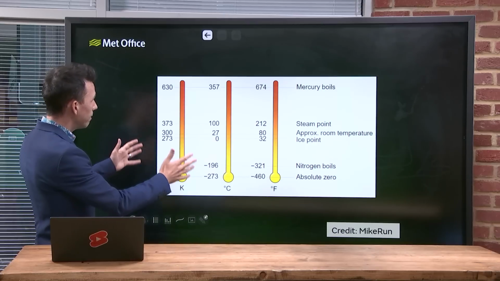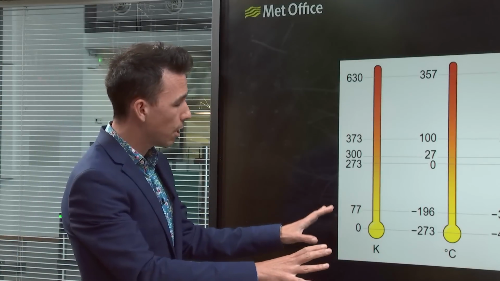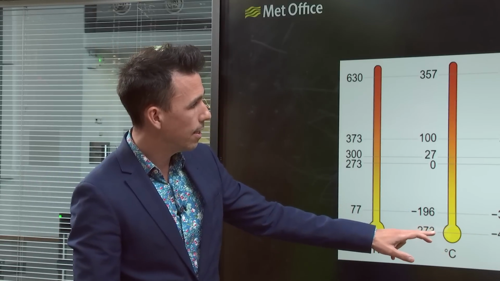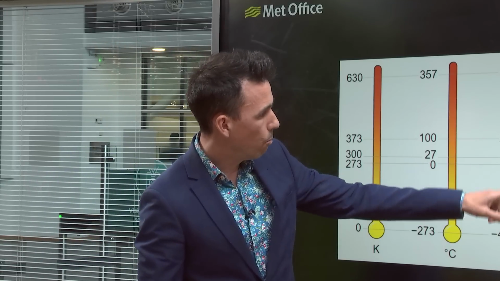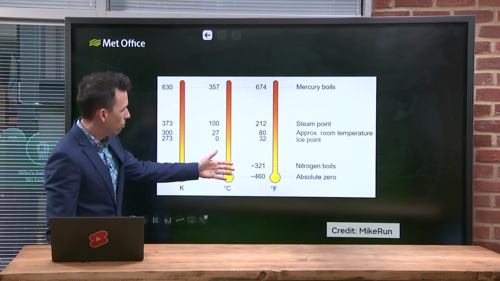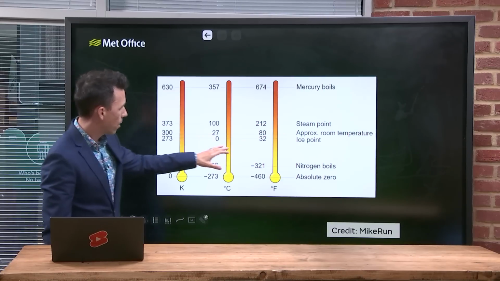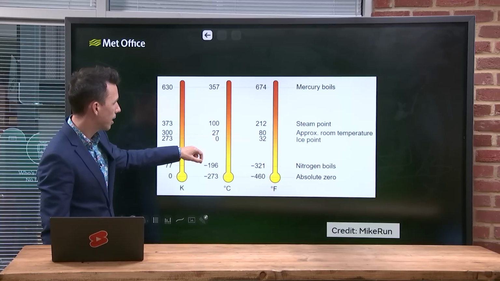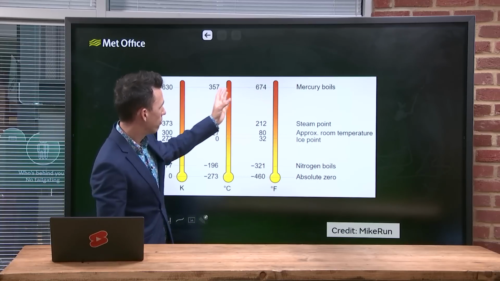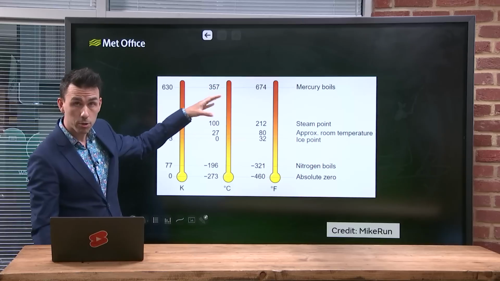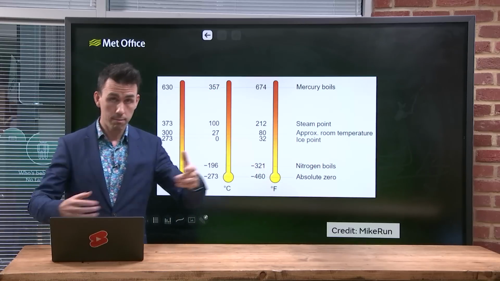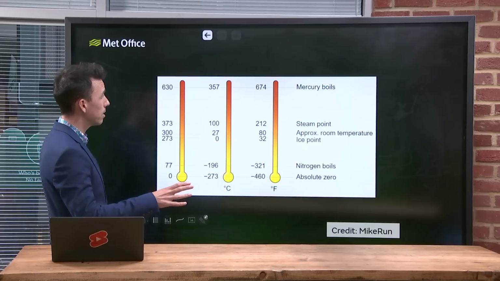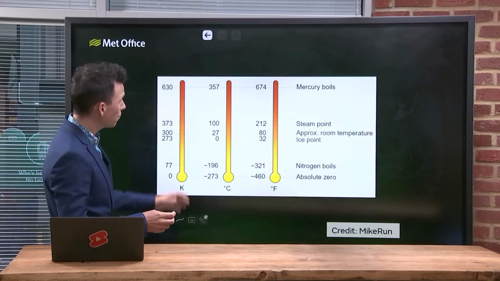Here's a scale or a diagram showing the comparison between Fahrenheit on the right, Celsius in the middle. You've got the different boiling points and room temperatures and so on, the different numbers. So 80 degrees approximate room temperature there for the Fahrenheit scale, 27 for the Celsius scale. The boiling point of mercury and so on. So it's pretty high for the boiling point of mercury. That's a reason why the thermometers often used mercury. Not so much these days because it is a toxic metal.